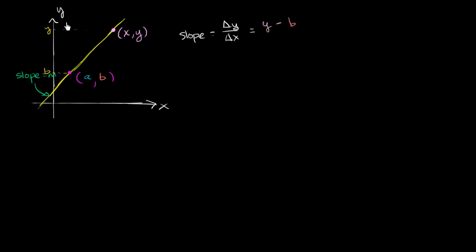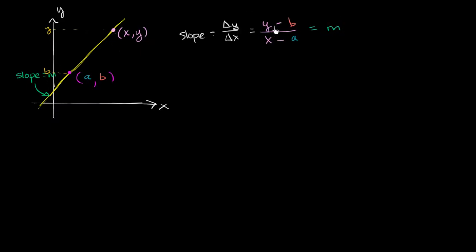And that's going to be over our change in x. With the exact same logic, we start at x equals a and finish at this arbitrary x, whatever x we happen to be at. So that change in x is going to be that ending point minus our starting point, minus a. And we know this is the slope between any two points on this line, and that's going to be equal to m.